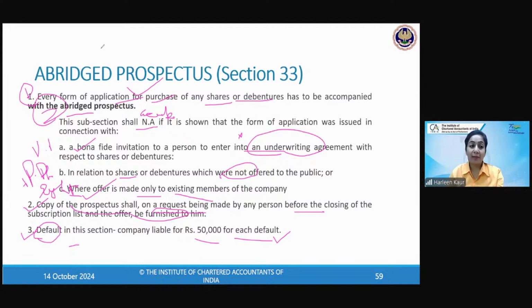Now say, for example, a company has issued 80 share application forms. And with 10 application forms, it forgot to attach the copy of the abridged prospectus. I told you that with every share application form, the abridged prospectus has to go. And with 10 share applications, it forgot to attach it. Now the penalty will be 50,000 rupees for each default. So 50,000 for one share application not attached, and for 10, the total penalty will become 5 lakh rupees. So 5 lakh rupees will be the penalty if any default is made in complying with the abridged prospectus.